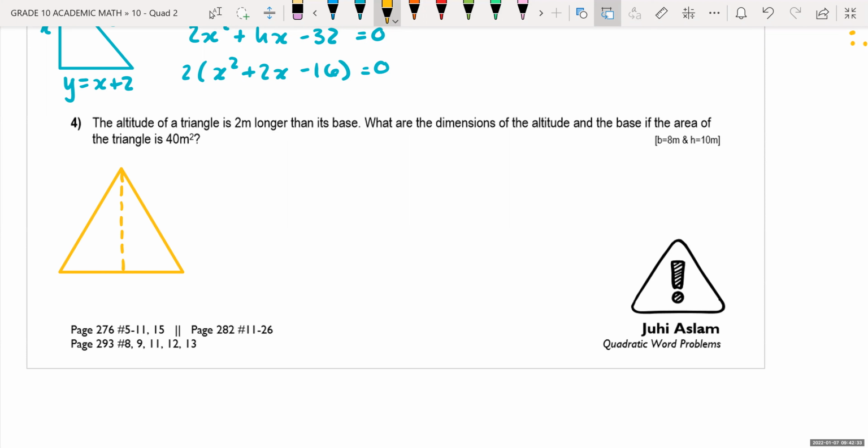Okay, so lots of new words here. First of all, we know the altitude is 2 meters longer than its base. So let's say I call this base X, or you could call it B. That means this, what does that mean?